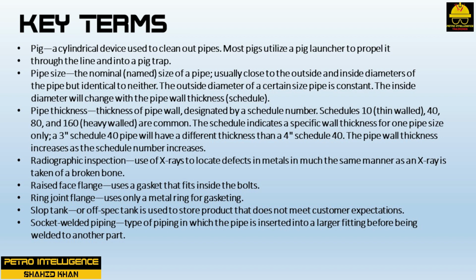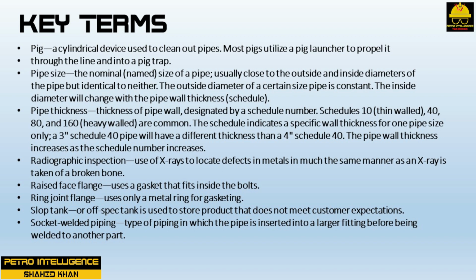The outside diameter of a certain size pipe is constant. The inside diameter will change with the pipe wall thickness or schedule. Pipe thickness is the thickness of the pipe wall, designated by a schedule number. Schedules 10, thin-walled, and 40, 80, and 160, heavy-walled, are common.